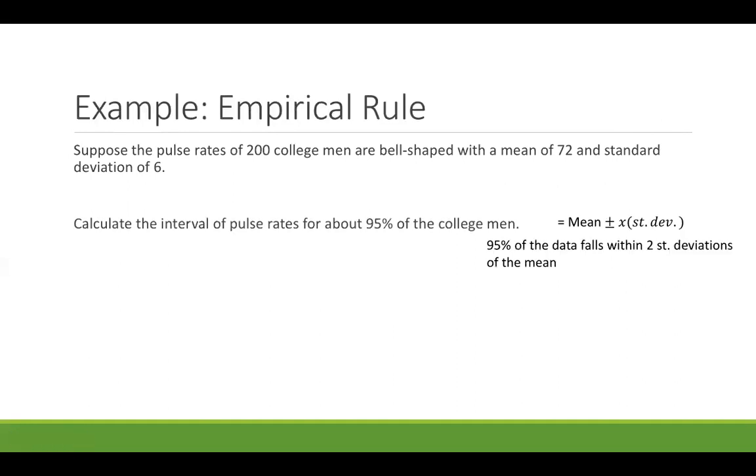And just know that 95% of the data falls within 2 standard deviations of the mean. I'm just giving you the empirical rule to make it easier for you to calculate that. Eventually you won't need it. You'll memorize it by heart, but just for now. So take a moment, figure that out, and type your answer in the chat box.